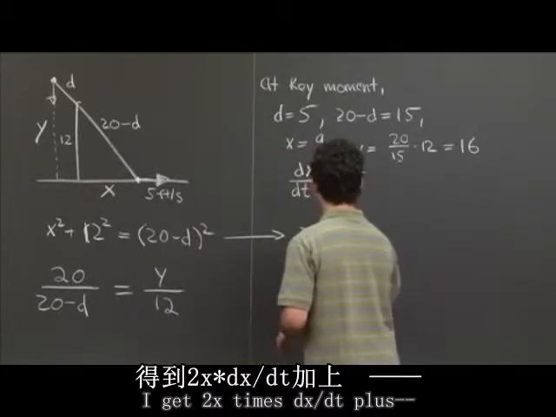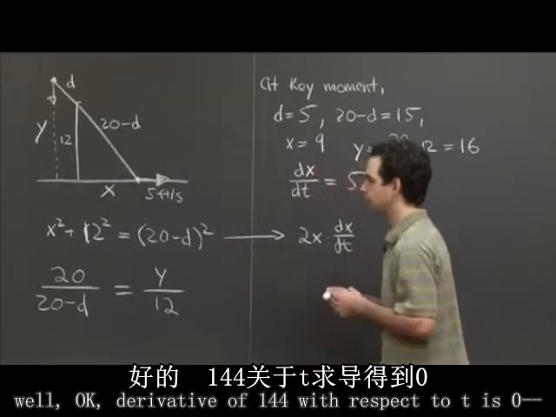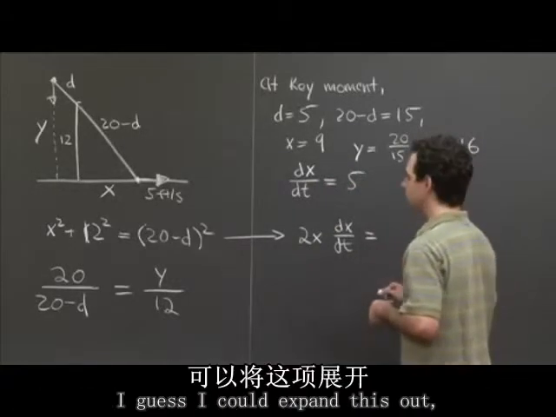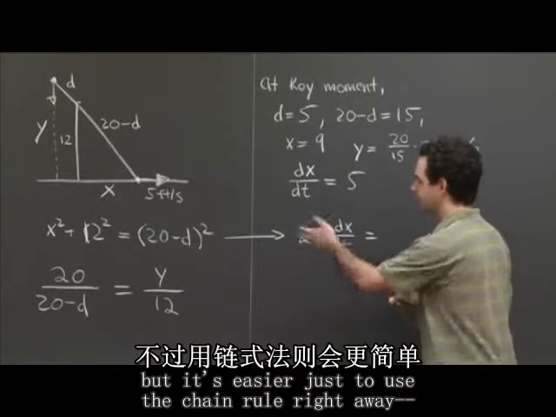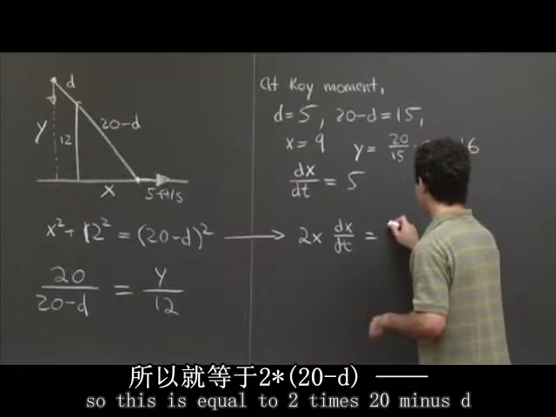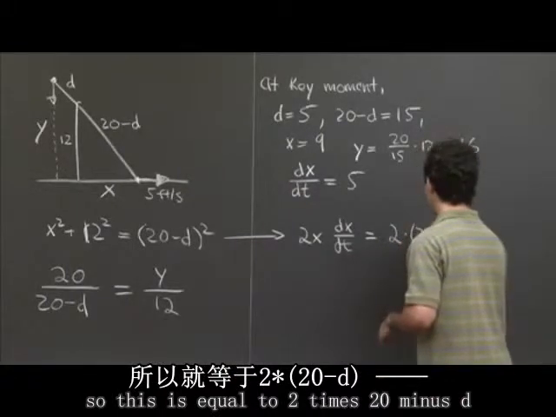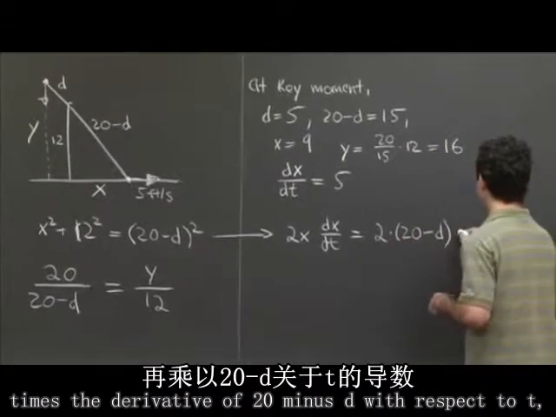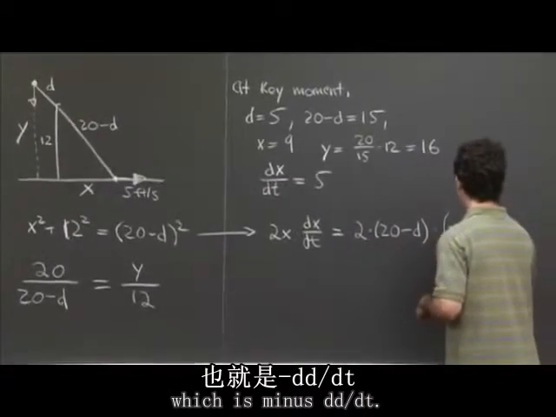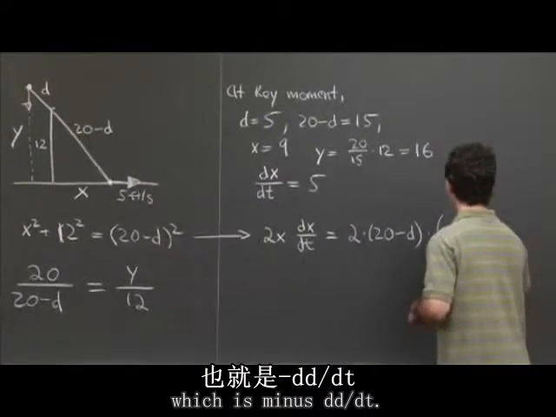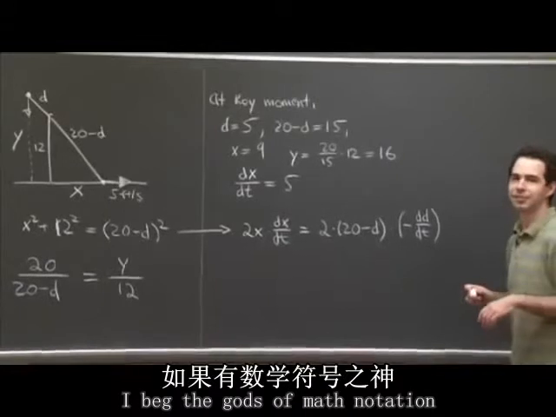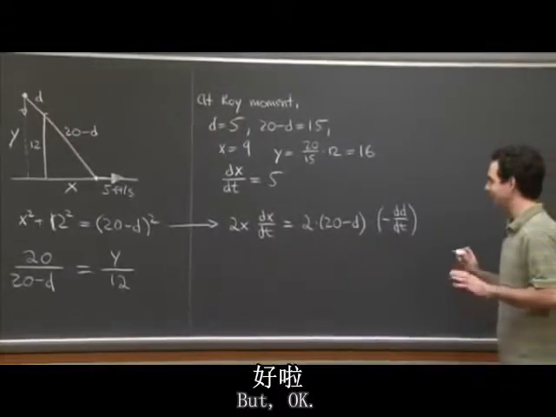2x times dx/dt plus, well, the derivative of 144 with respect to t is 0, is equal to, I guess I could expand this out, but it's easier just to use the chain rule right away. So this is equal to 2 times (20 minus d) times the derivative of 20 minus d with respect to t, which is minus dd/dt. I beg the gods of math notation to forgive me, but OK.